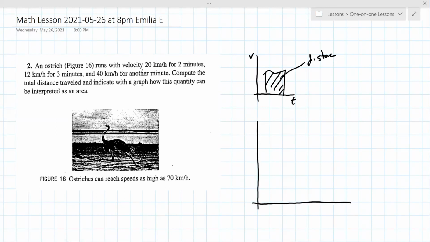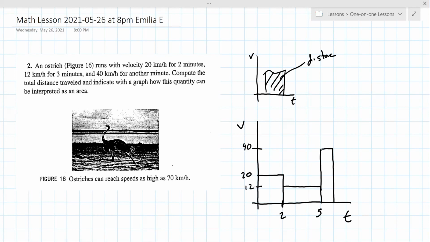Okay, so velocity and time here, 20 kilometers per hour. So that we'll call this 20 for 2 minutes. This is 2 minutes here, and that's 20 kilometers per hour. Then for 3 minutes, it goes 12 kilometers per hour. So that's here. So that's 5. And then for the next minute, it goes 40 kilometers per hour. This looks something like this.